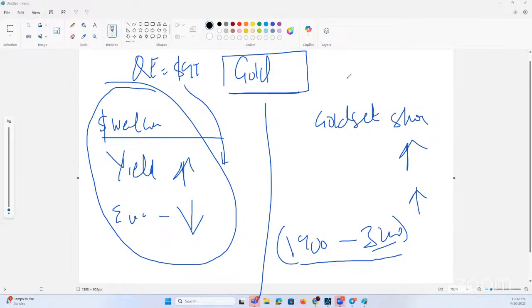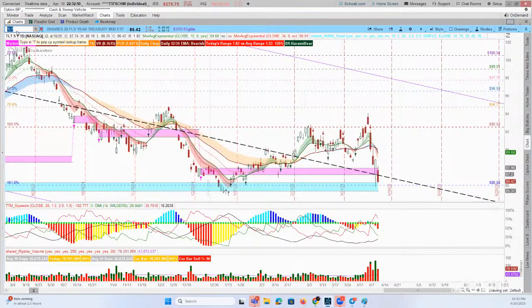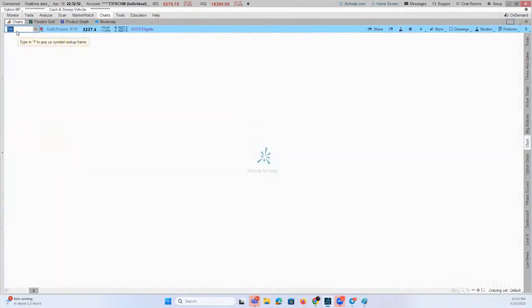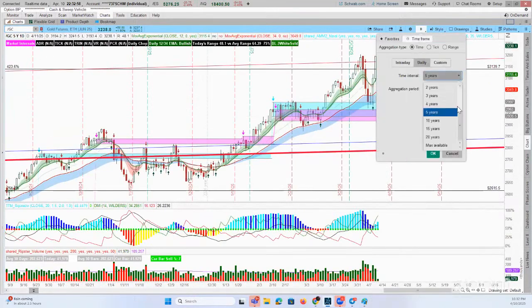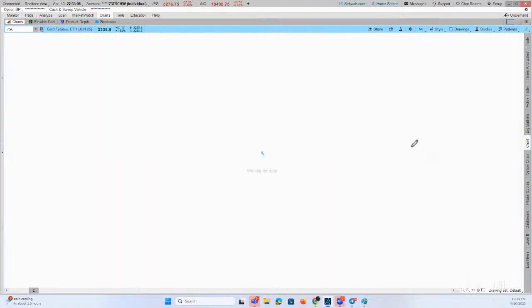I still remember in 2023, 2024, I said that there is a monthly cup and handle on gold. I can still show you on my chart. Let me just go and show you on the chart. So GC, and I had a time frame for max, and I'm going to take monthly, make it favorite, and okay.